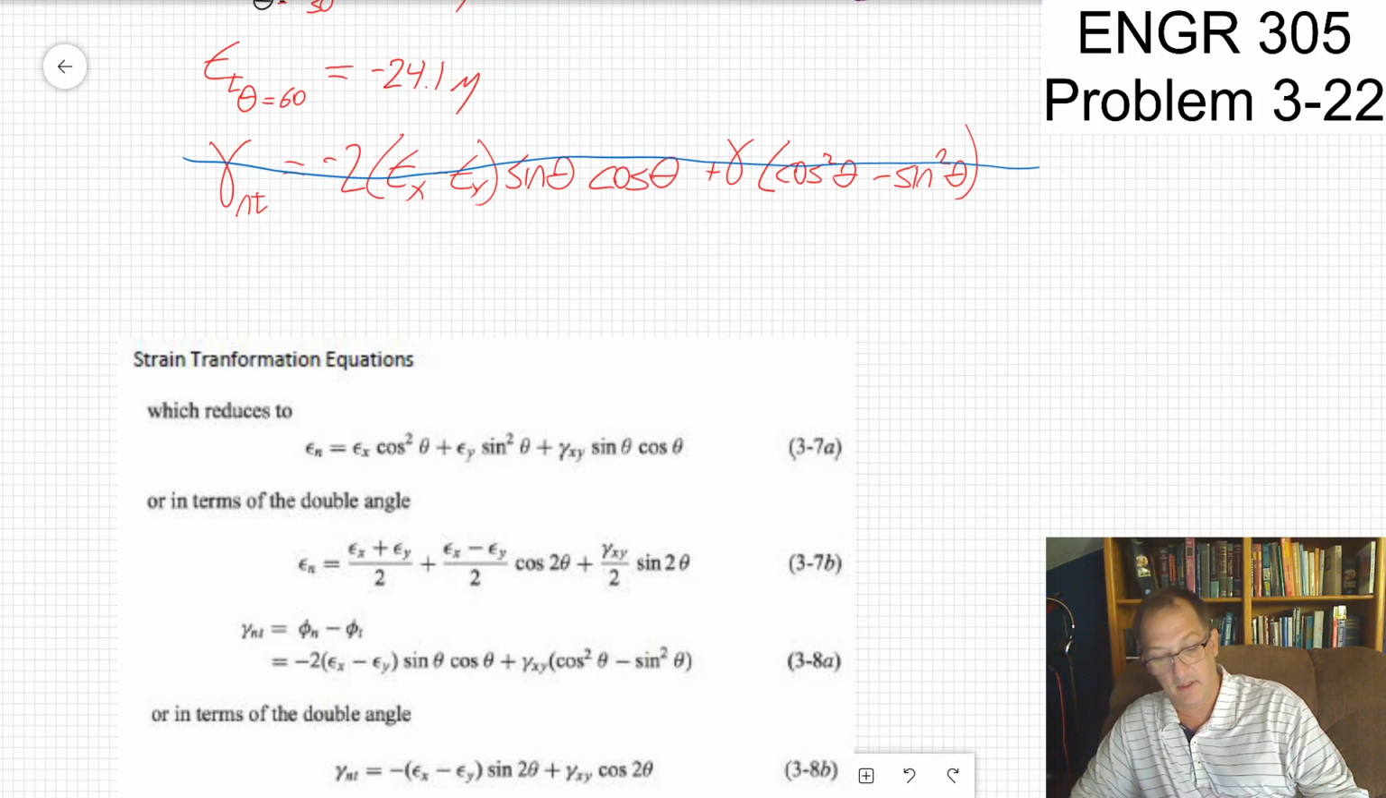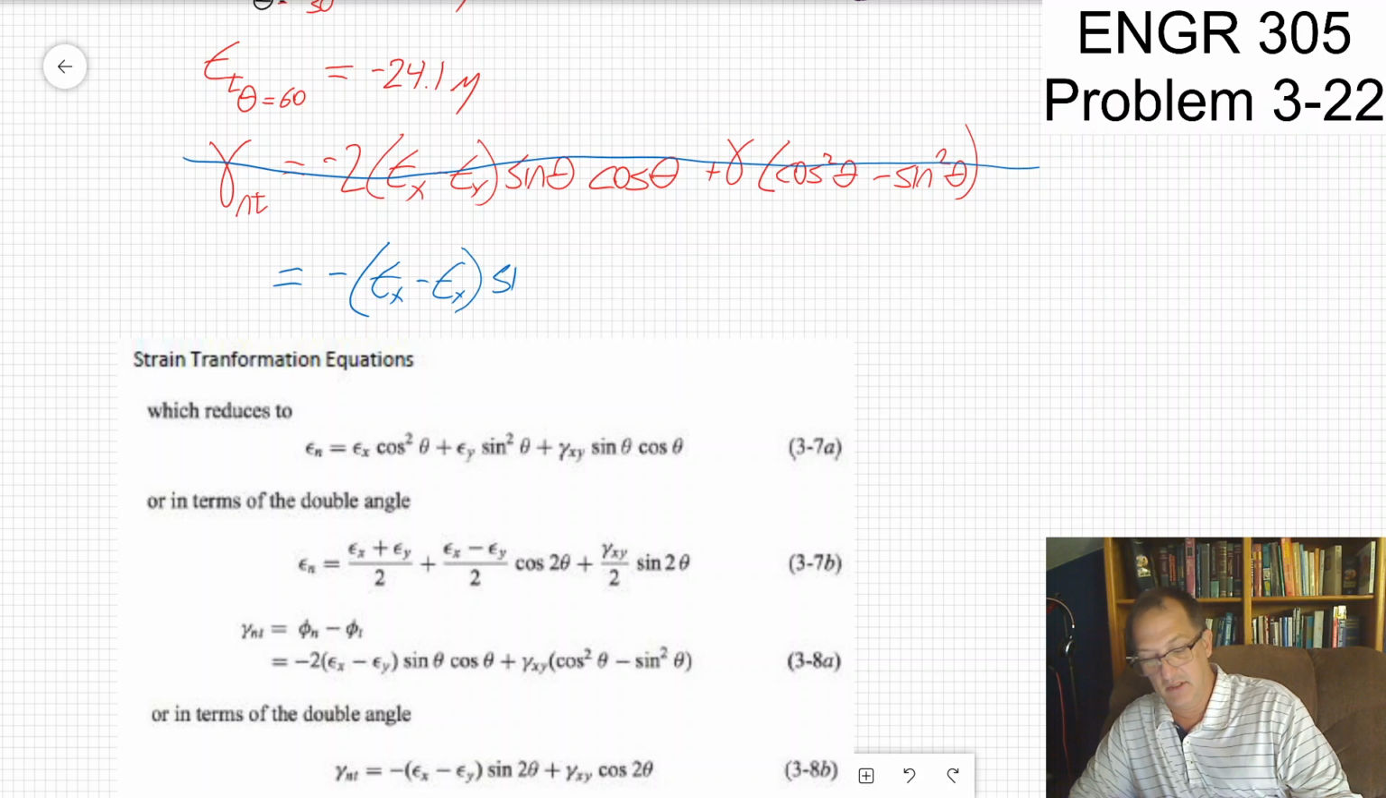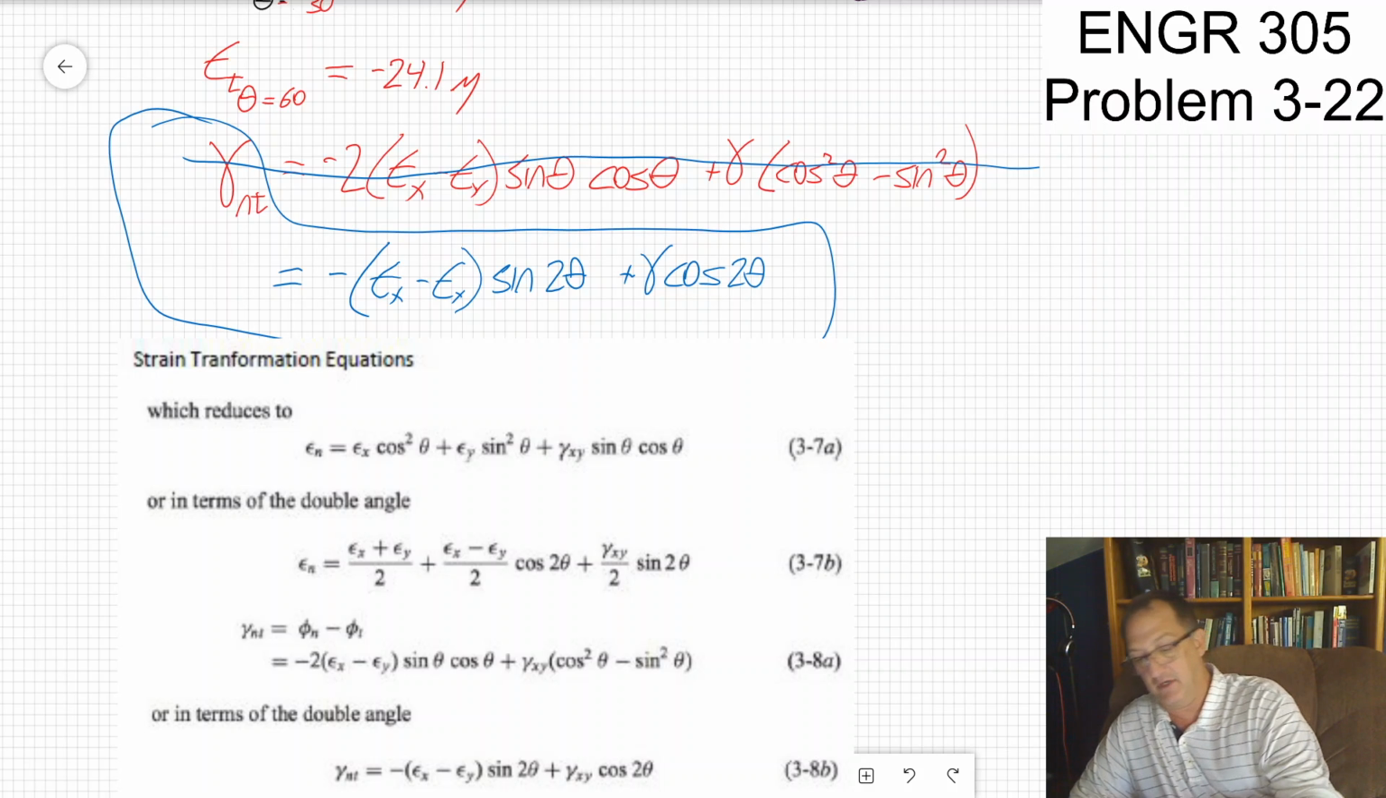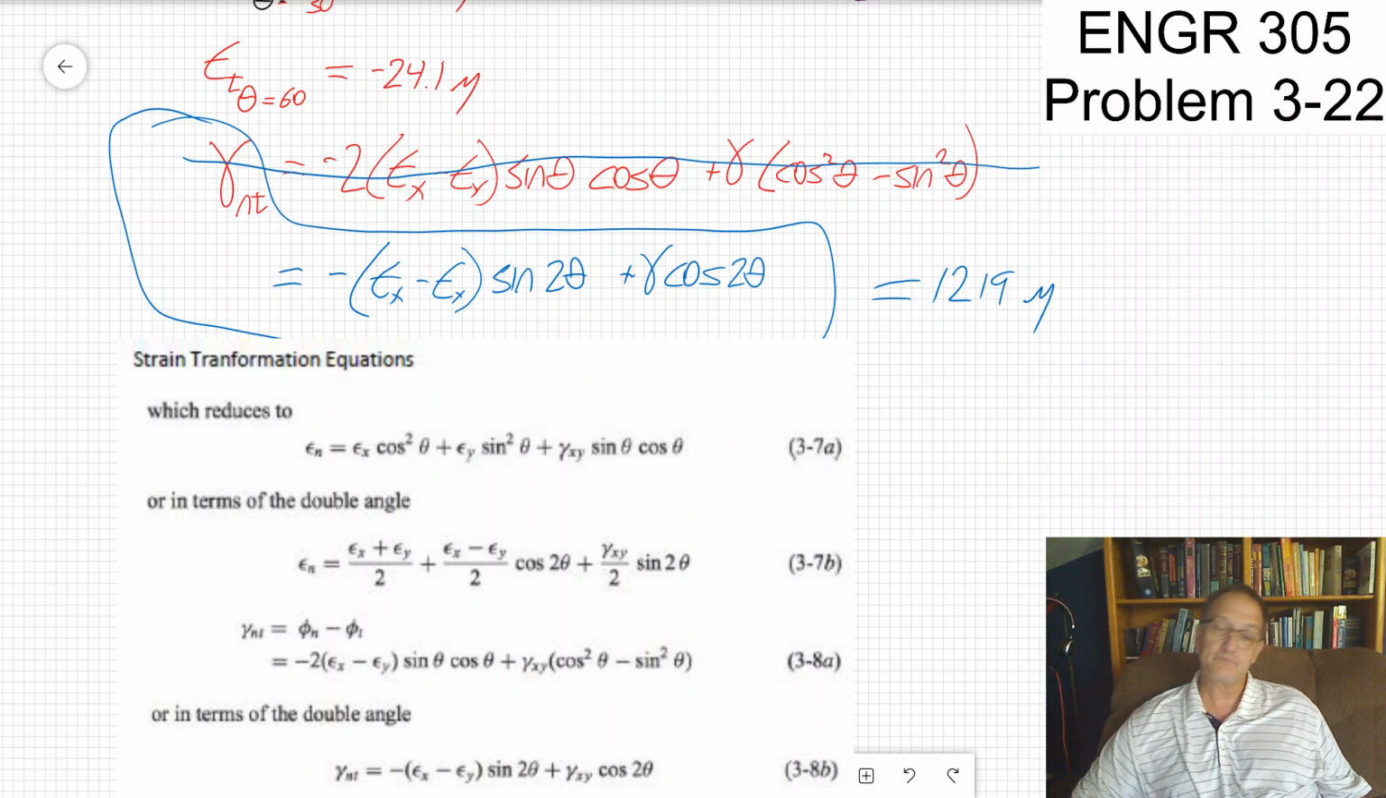I want to go with the other one. Equals minus strain in the x minus strain in the y times sine 2 theta. Okay, that's just 120 degrees. I can punch that in. I can do that math in my head to get me to where I need to go. And then cosine of 2 theta. Again, that's the equation I want to use. And if I do that, that's equal to 1219 micro.